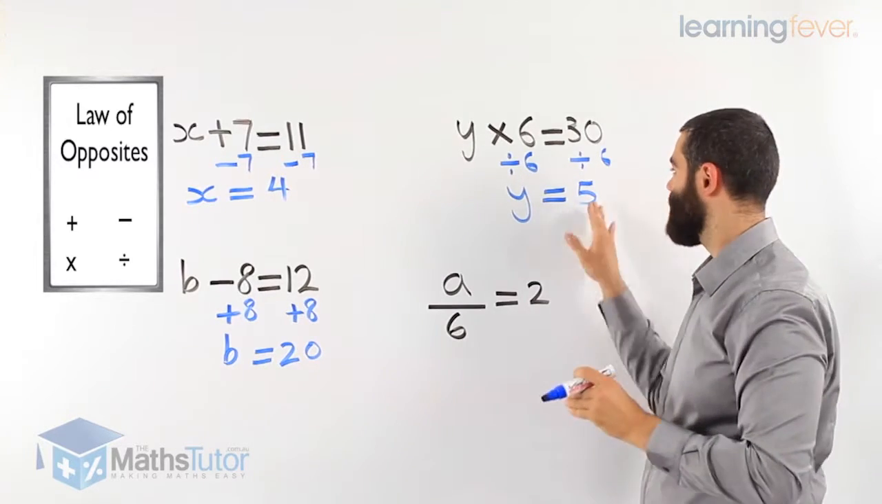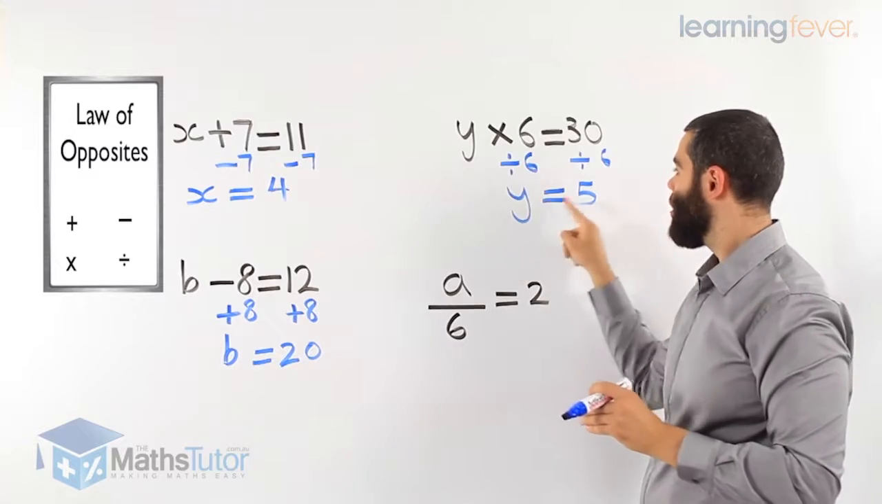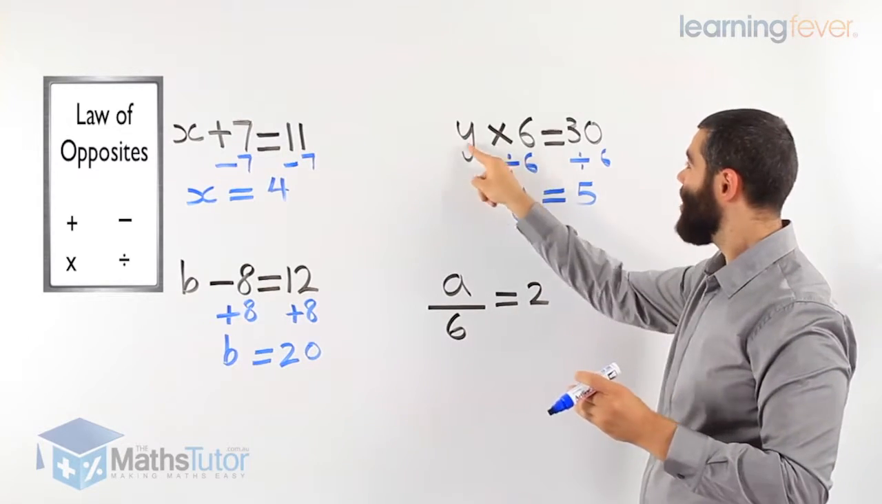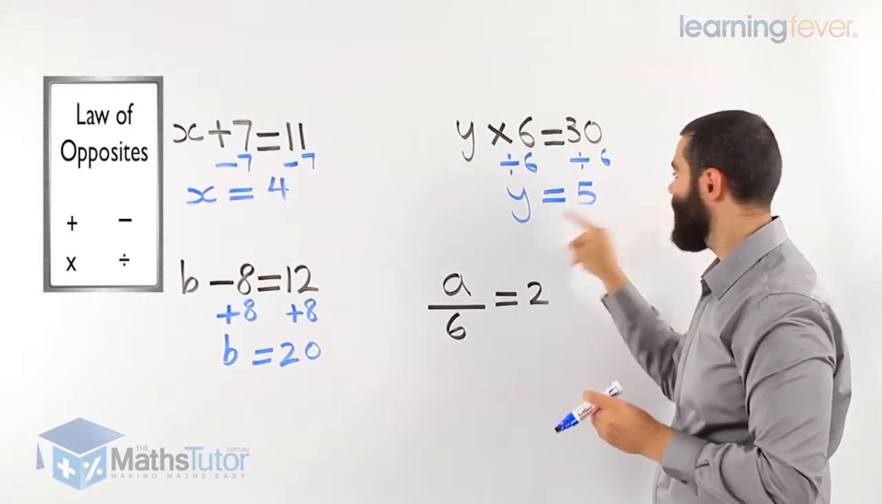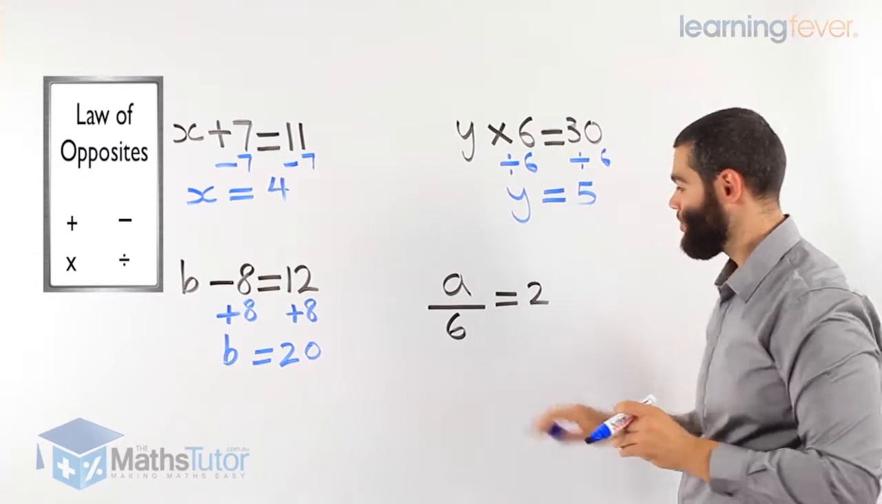How do we know it's correct? We substitute it back in, we replace it back in. We're saying y is 5. Does it work? 5 times 6 is 30. Yes, it works. Our answer is correct.